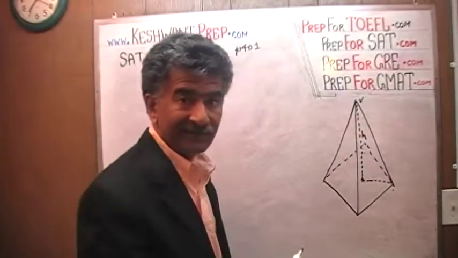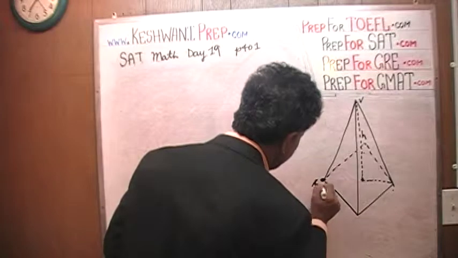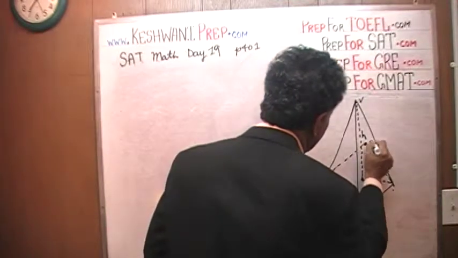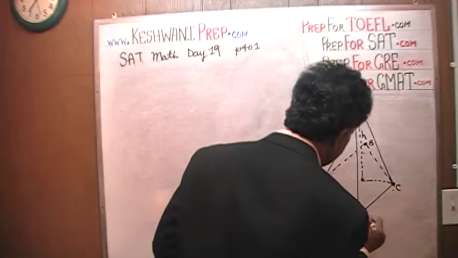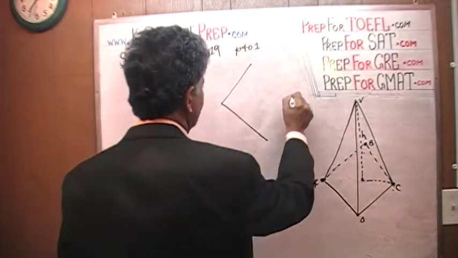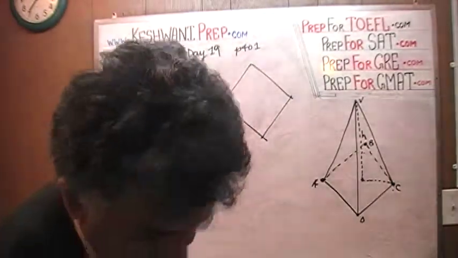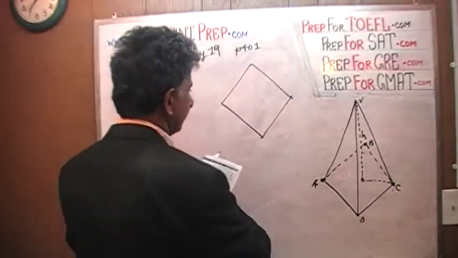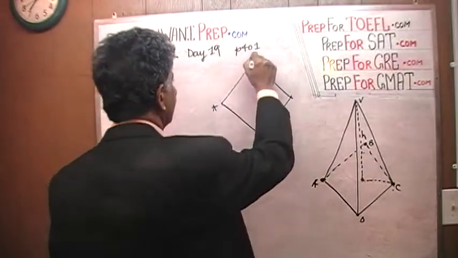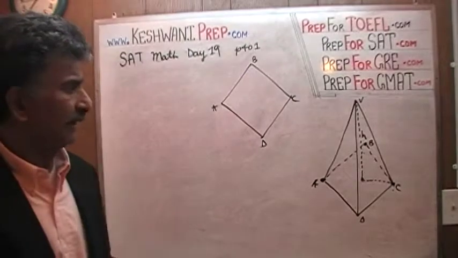Let's give everything a name instead of saying this triangle and that triangle. I'm going to start from here, giving names to these four vertices: A, B, C, and D. A, B, C, and D that we just plotted is the base of the pyramid. And they're asking for the height.